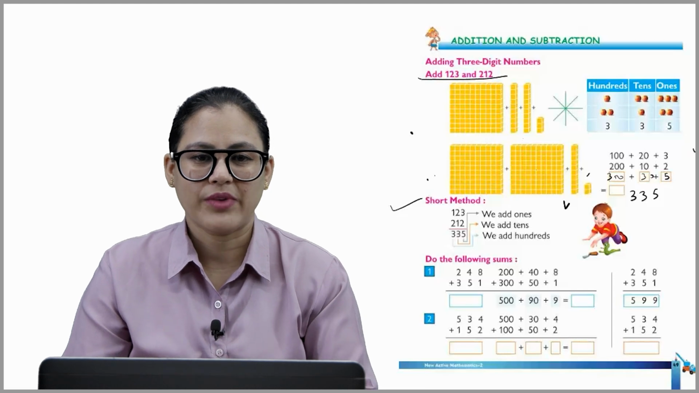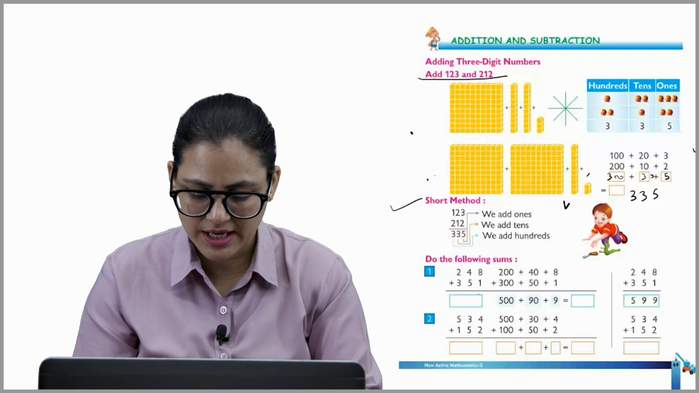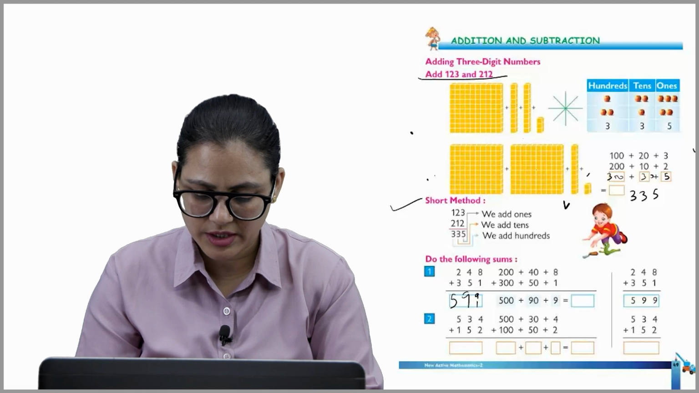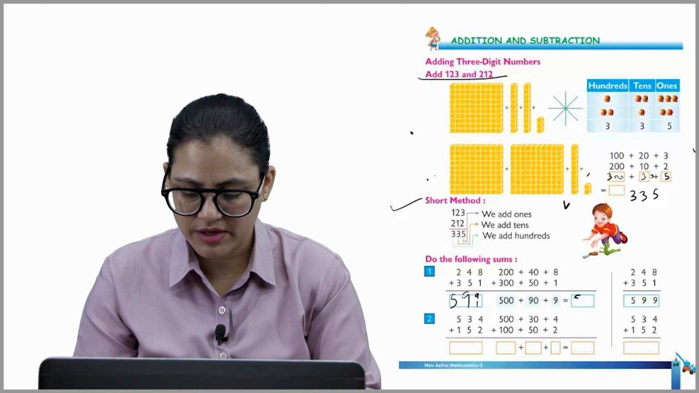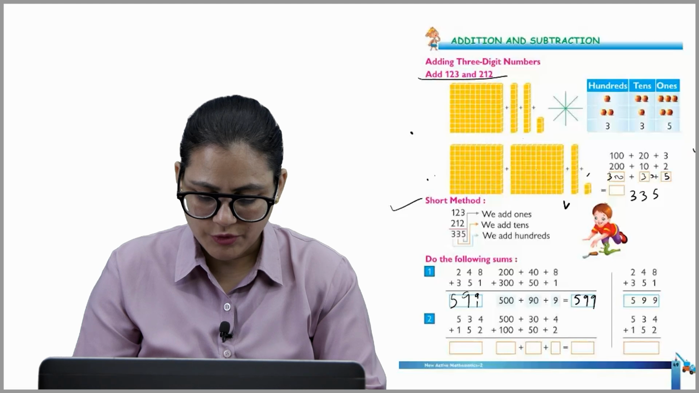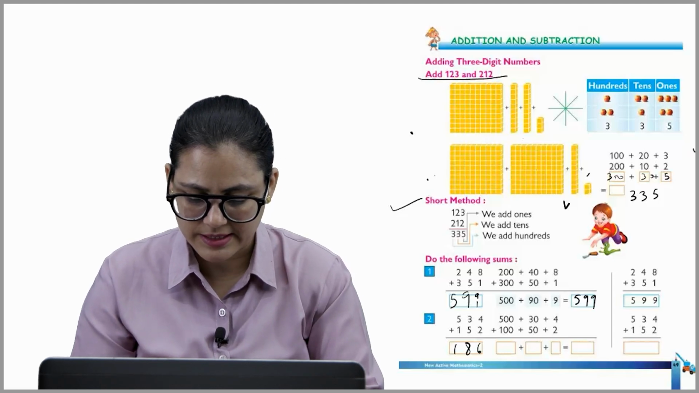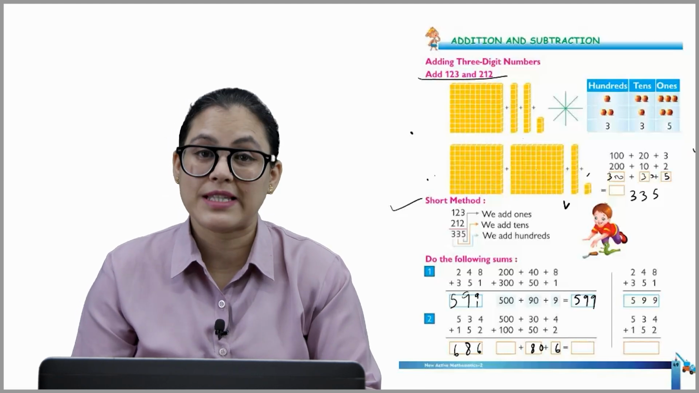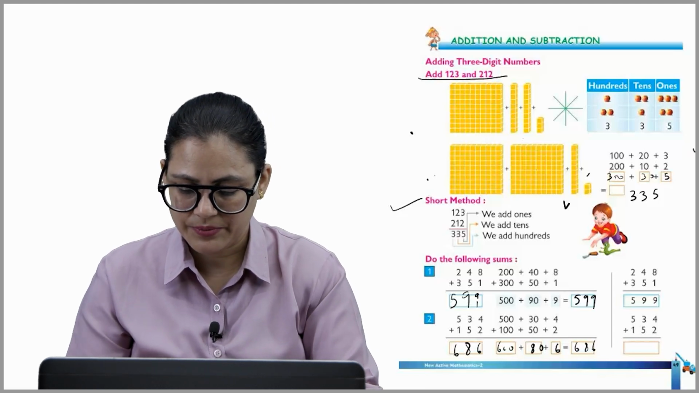Now, let's do the following sum. First one is short method form and this is the expanded form. 8 plus 1, 9, 4 plus 5, 9 and 2 plus 3, 5. Now we'll add them. 500 plus 90 plus 9 is 599. Next, 4 plus 2, 6, 3 plus 5, 8, 5 plus 1, 6. 4 plus 2, 6, 30 plus 50, 80, and 500 plus 100, 600. And the sum is 686.